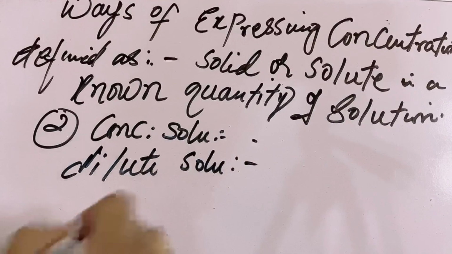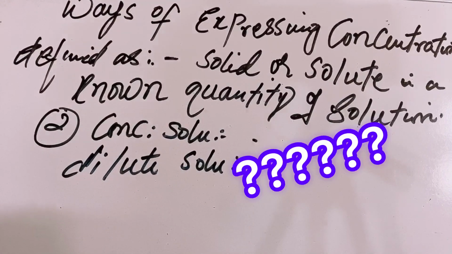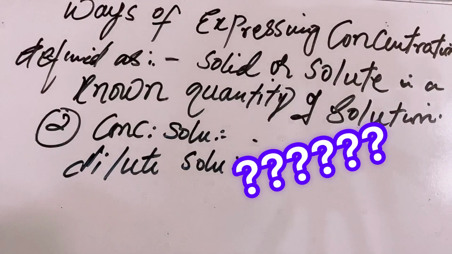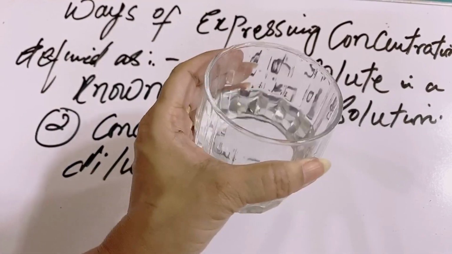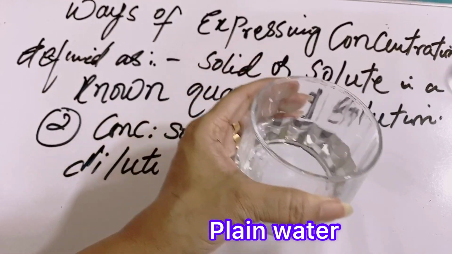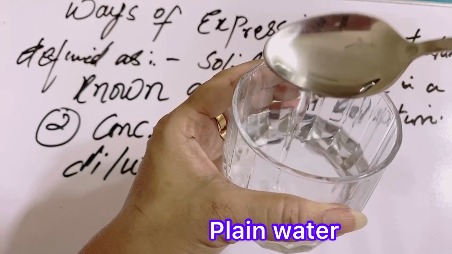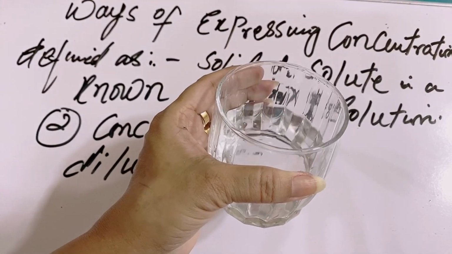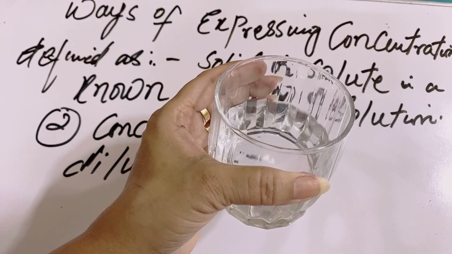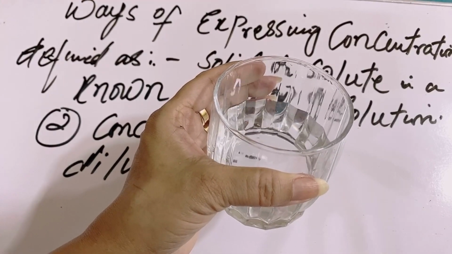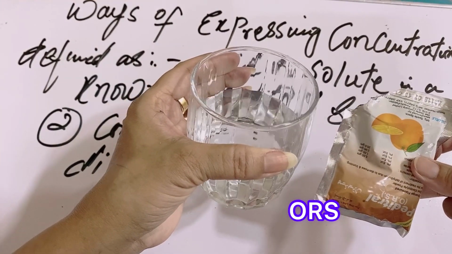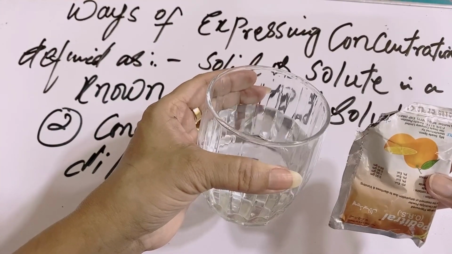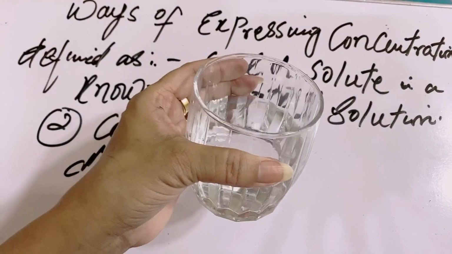So what is the first basic difference between these two, a concentrated solution and a dilute solution? I'll let you know just in a second. Now this is plain water in a glass. You can see here it's plain water, right? I'm going to make it a concentrated solution with something solid. So I would like to take an ORS as an example of making a concentrated ORS solution. Okay, so let's see how I'll make it.